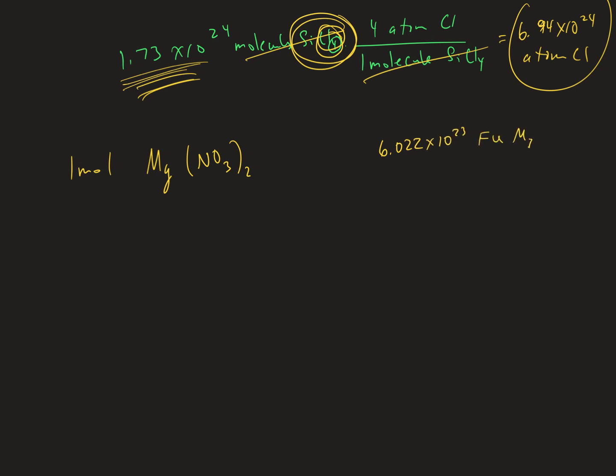Y'all with me? We have 6.022 times 10 to the 23 because that is 1 mole. That's what 1 mole means. 1 mole of anything is 6.022 times 10 to the 23.